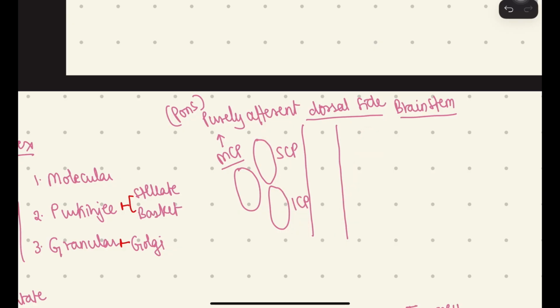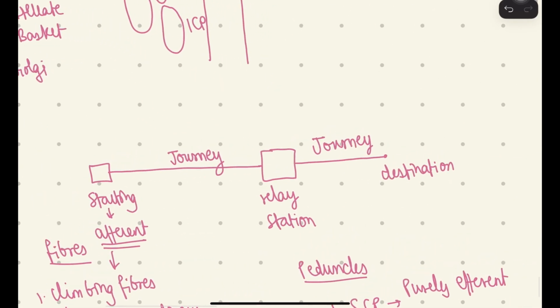Talking about afferent and efferent, to make things easier, the middle cerebellar peduncle is purely afferent and comes from the pons. That makes things a little bit easier. So now I'll start by saying that we have a starting source, the journey, the relay station, and the journey again, and you finally reach the destination. You already guessed that the relay station is the cerebellum and the journey is the cerebellar peduncles. That's how we enter and exit from the cerebellum. The starting point and the destination are what I'll talk to you about.